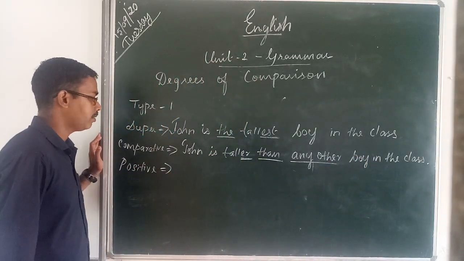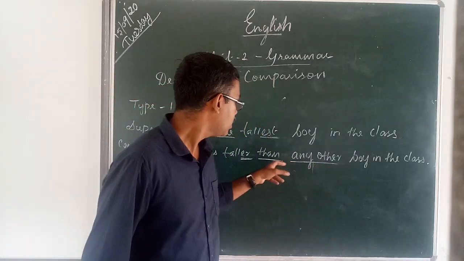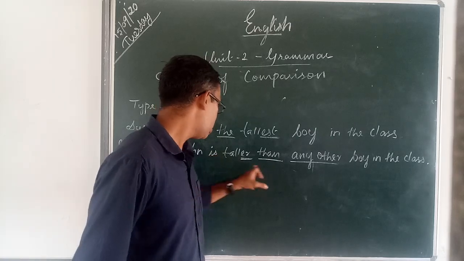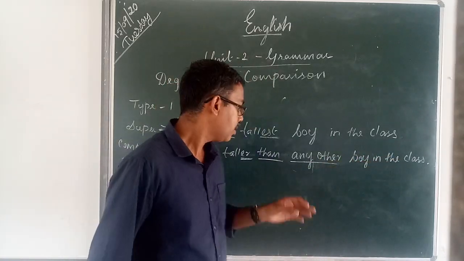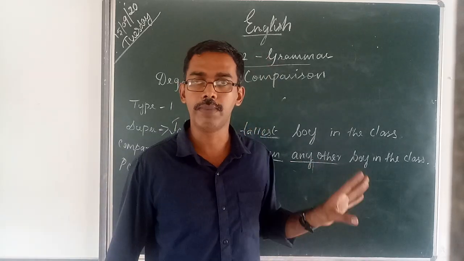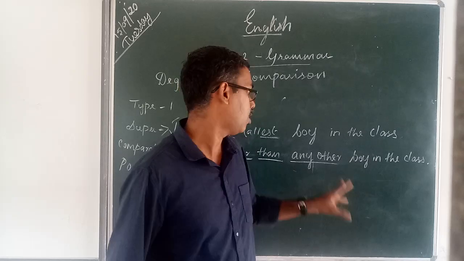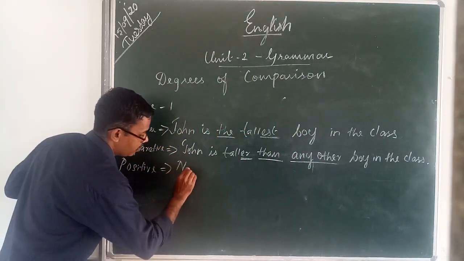Then come to the next one. How to write it in the positive? Here, in the comparative, John is taller than any other boy in the class. I will ask one question. Any other boy in the class means you will get the answer: no one will be taller, no one will be taller except John. Then start writing it with "no".